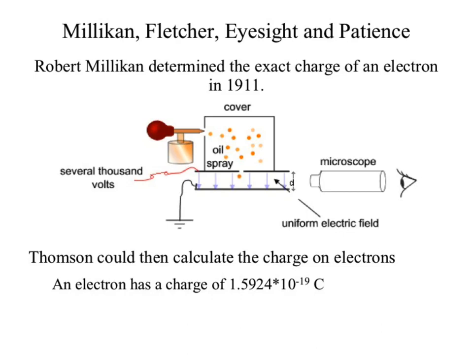1911, a group by the name of Millikan and Fletcher determined the exact charge of an electron. I only put this one in here because I think it's pretty fascinating. So they took this little box, like a perfume thing. You squeeze a little button and it sprays a fine mist of perfume on you, except they put oil inside it. And oil has an interesting property because it can build charge. So they sprayed that fine mist of oil into this box.